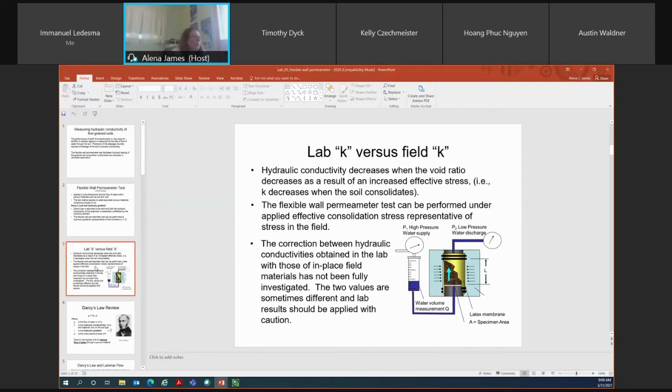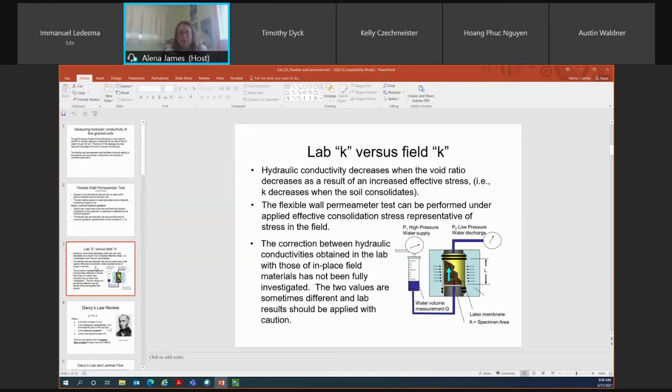The correlation between hydraulic conductivities attained in the lab with those in the field, or those of in-place field materials, have not been fully investigated. So the two values are sometimes different, and you do have to apply the lab results with caution.